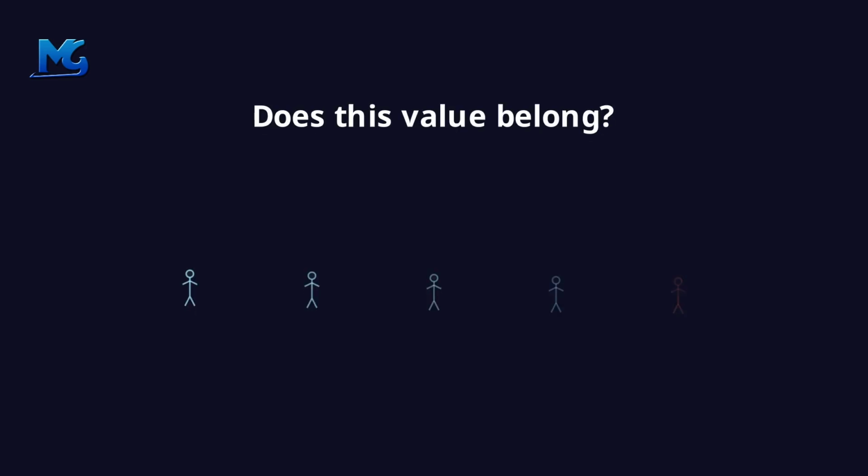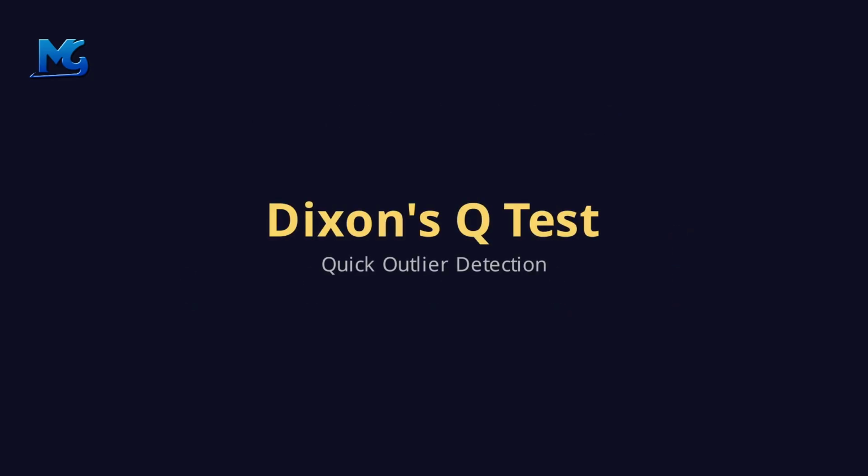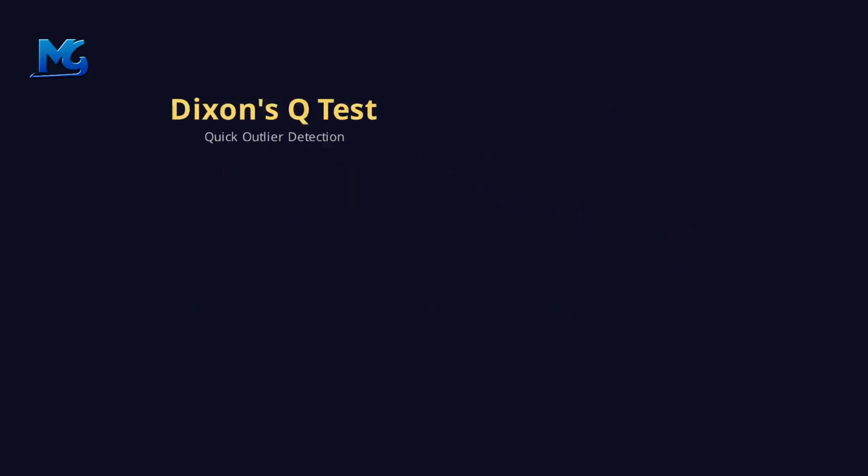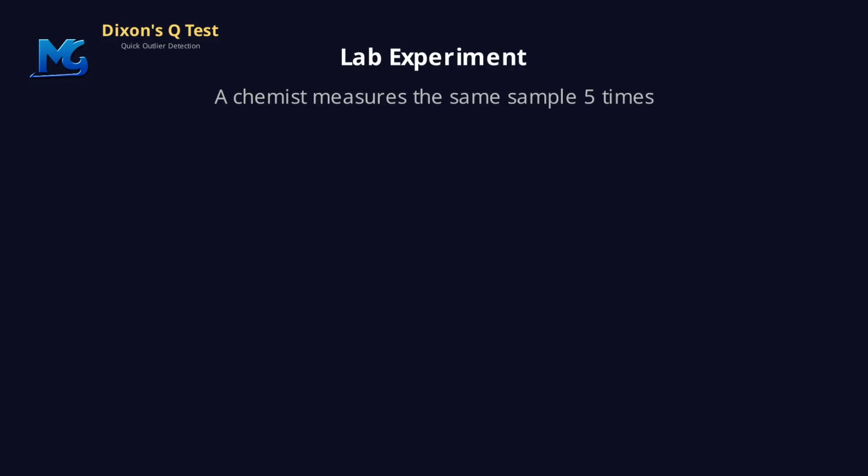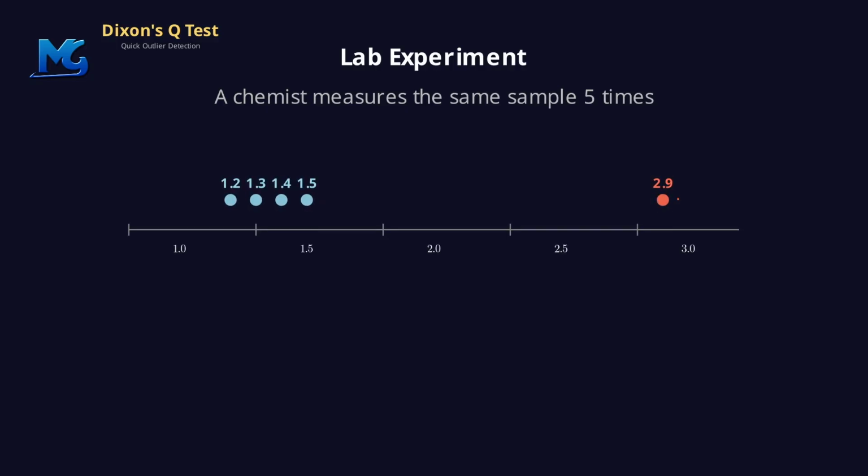Does this value belong, or is it an outlier? One measurement looks suspiciously different. Dixon's Q-test, a quick way to detect outliers. Lab experiment. A chemist measures the same sample 5 times. 4 readings cluster together, and then there's 2.9. That looks suspicious. But is it really an outlier?